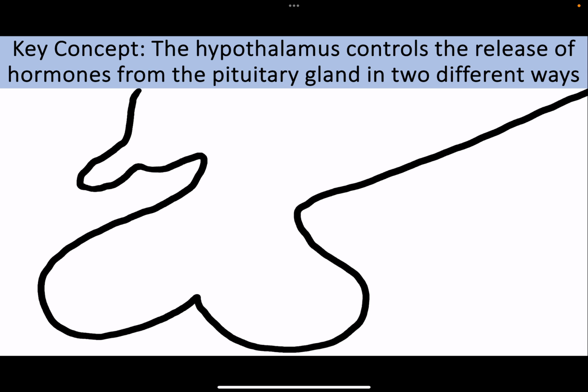But this is the pituitary gland. It has two lobes to it, an anterior and posterior lobe. And then this is the hypothalamus here. And so we're going to talk about the pathways for sending hormones along these structures.